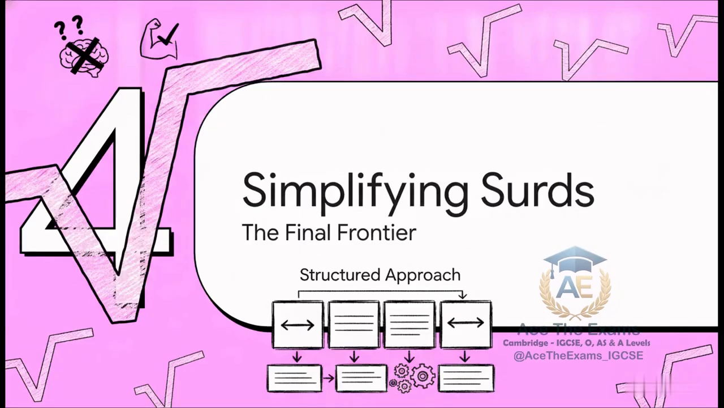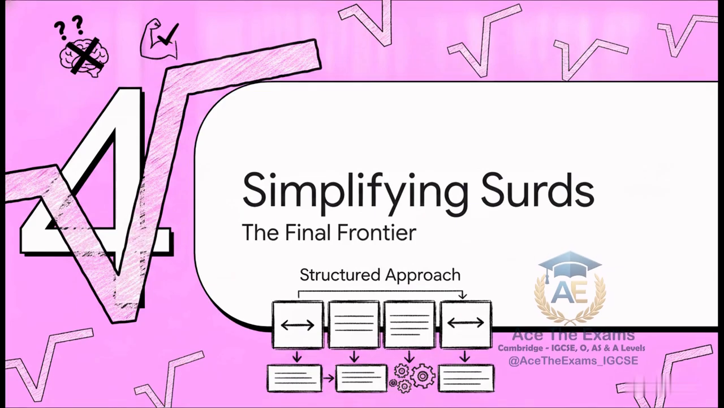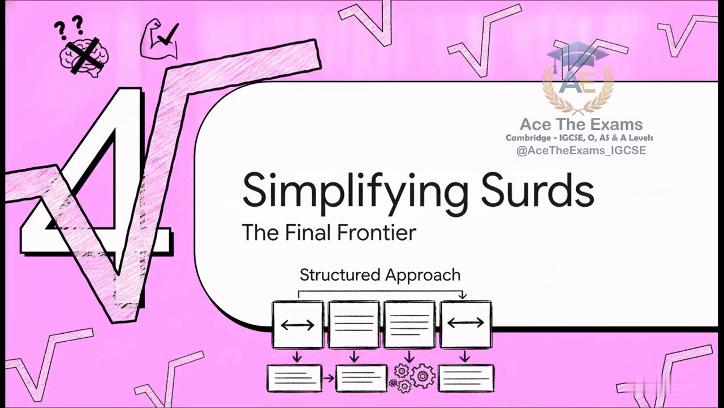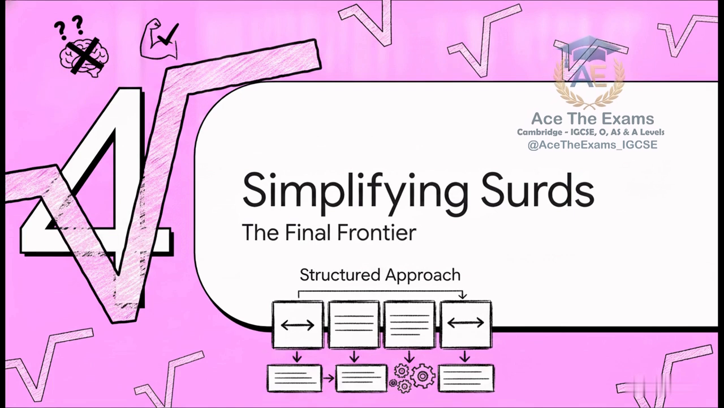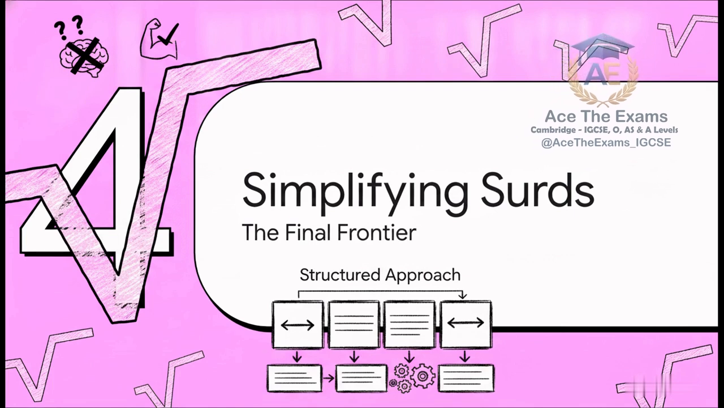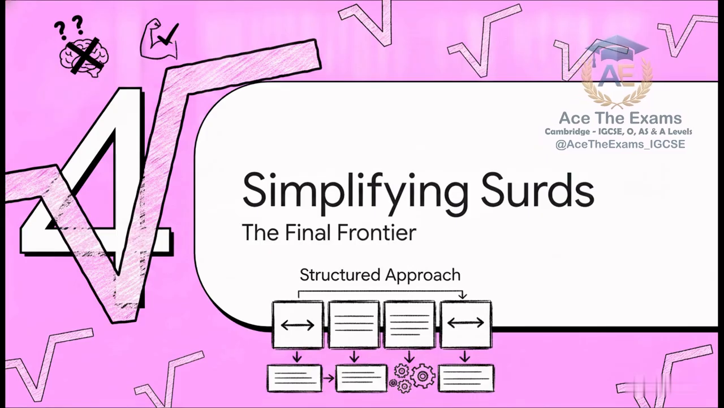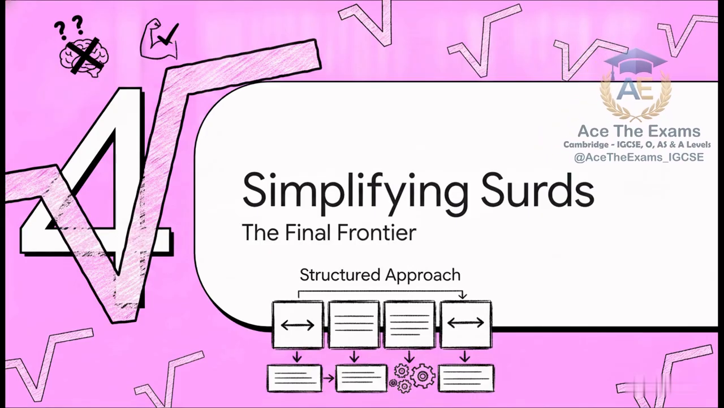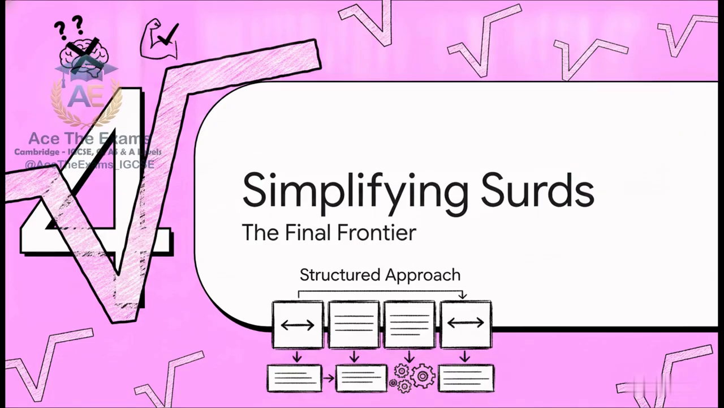Let's move to section 4, simplifying complex surds, the final frontier. It's time to see how to tackle the most abstract challenge on the paper, manipulating irrational numbers, or surds. This is question 8 on the review exercise, and honestly, it's where many students simply throw in the towel. But not you. You are going to use our structured approach to dismantle these expressions piece by piece.